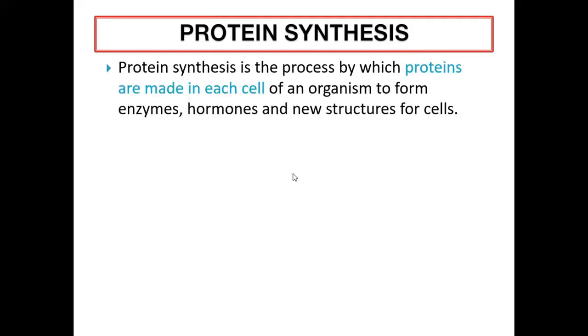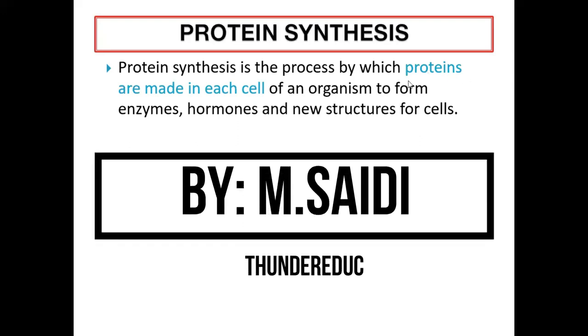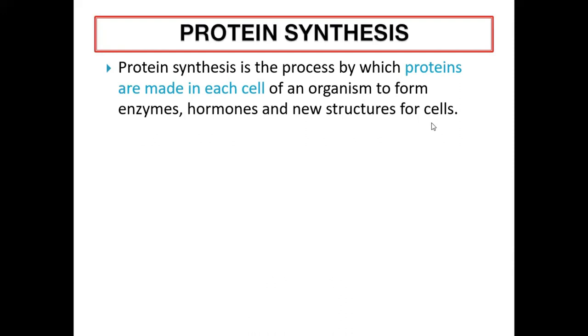Protein synthesis is the process by which proteins are made in the cell of an organism to form enzymes, hormones, and the new structures of the cell. So your body is made up of different structures, and these different structures are made up of protein. So it means that if you don't have protein synthesis in your body, then you can't grow, you can't have these hormones, you can't have these enzymes. So the marking point here in the definition is the words proteins are being made in the cell.